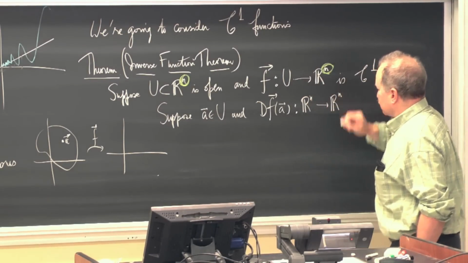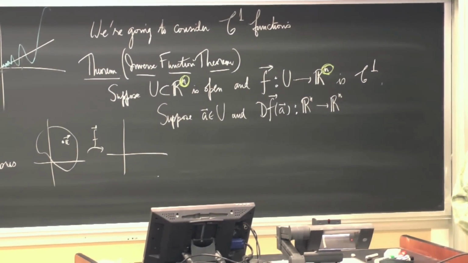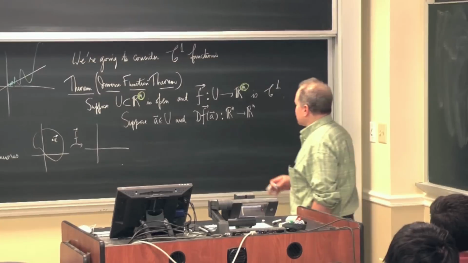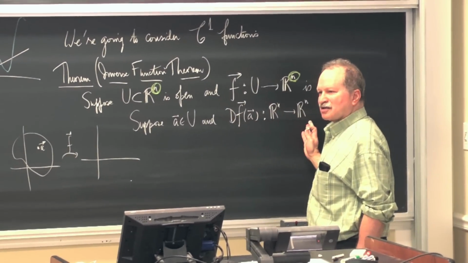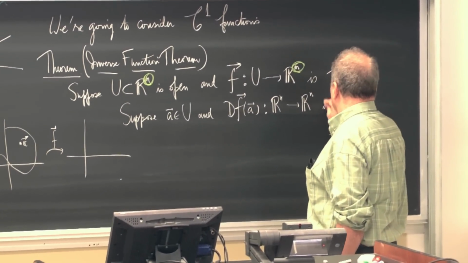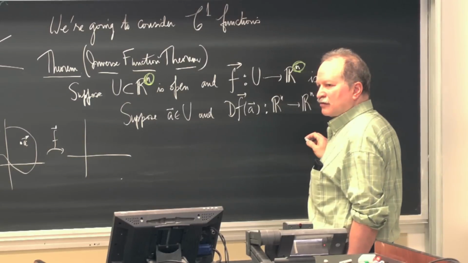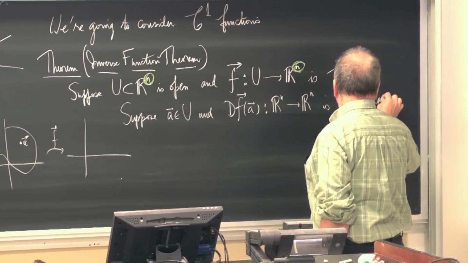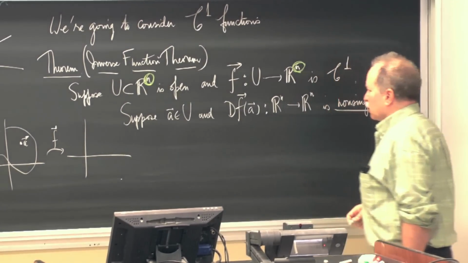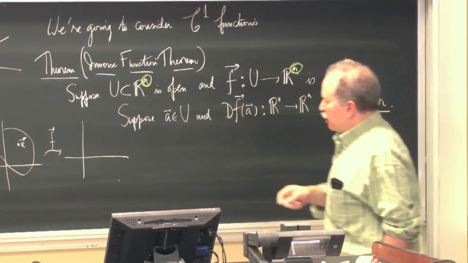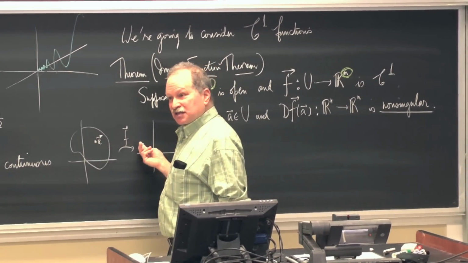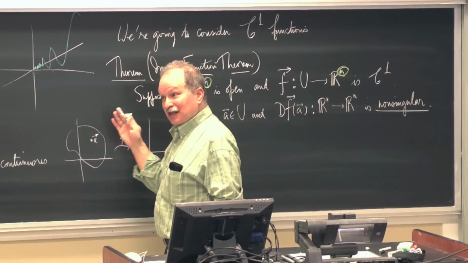So if you think of it as a matrix, it's what sort of matrix? Square matrix. And what's the most natural assumption to make about a square matrix? Non-singular. So what we're saying here is the best linear approximation of f at A is a non-singular linear map, which means it has an inverse.